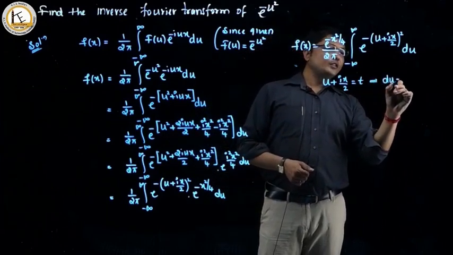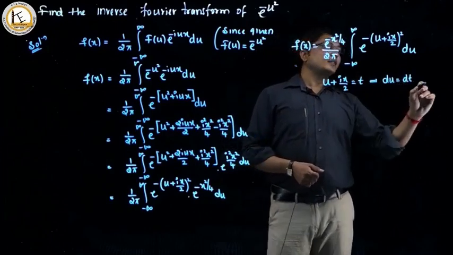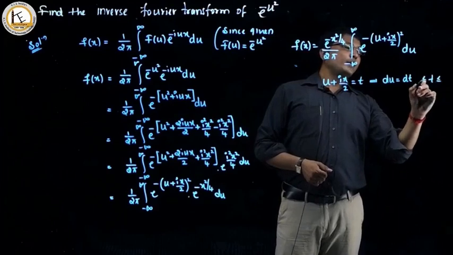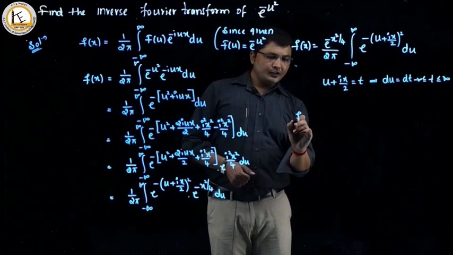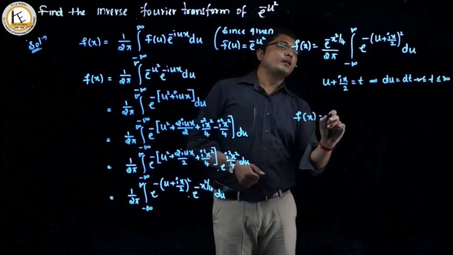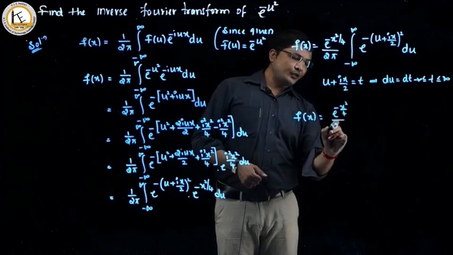Now to evaluate this integral, I am going to take a substitution: u plus ix by 2 is equal to t. Integrating with respect to u here, when we take a substitution we need to differentiate it with respect to t.